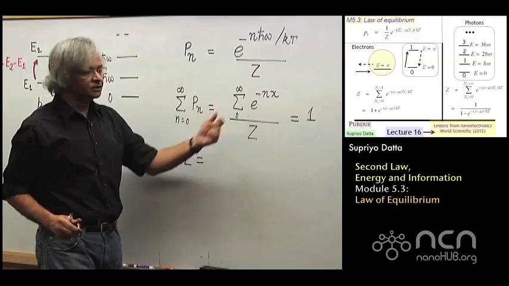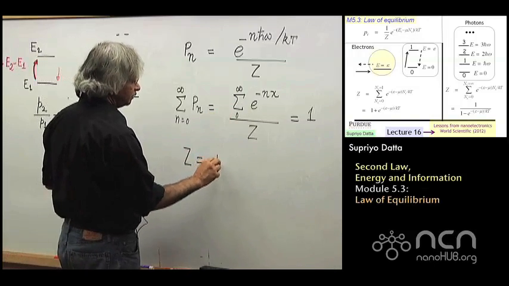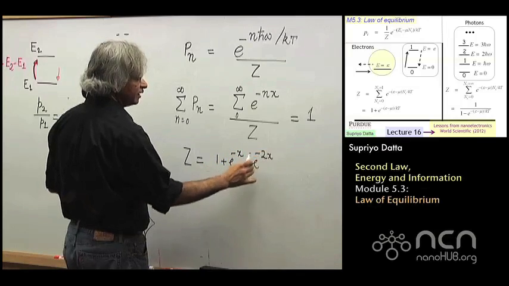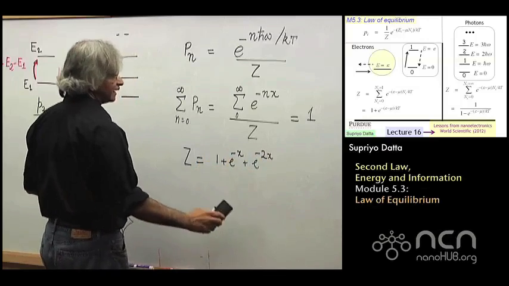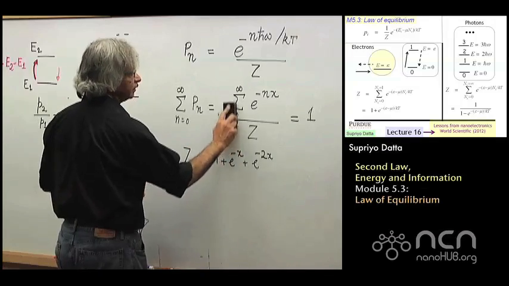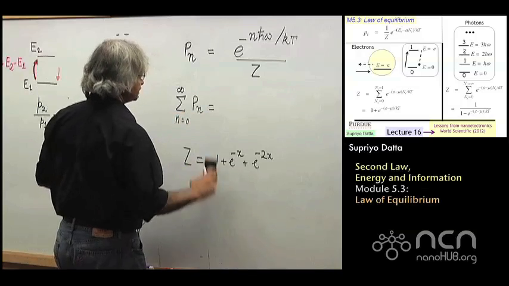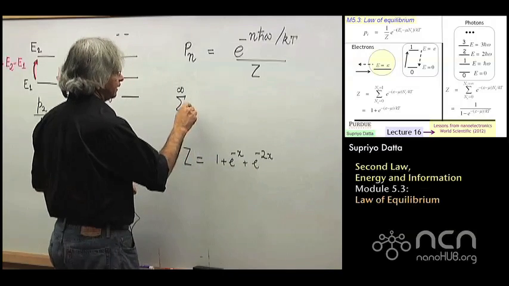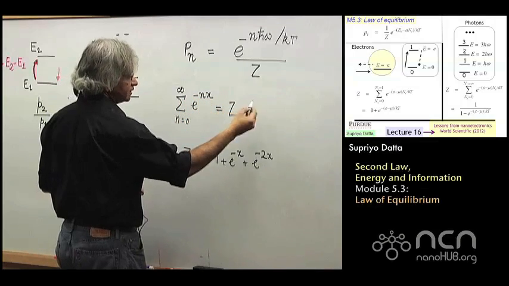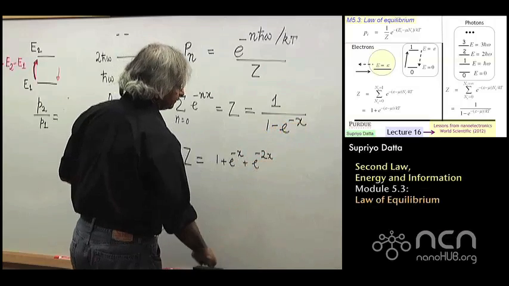And that summation is easy to do because it's a geometric series. You see, it's like 1 plus e to the power minus x plus e to the power minus 2x, etc. And as you know, that series is easily added up to give you this one. I'll write it here. So this is really z. Z is the summation over e to the power minus nx. That's what z is. And that is then 1 divided by 1 minus e to the power minus x.